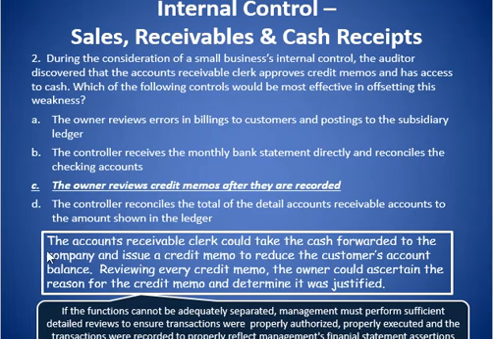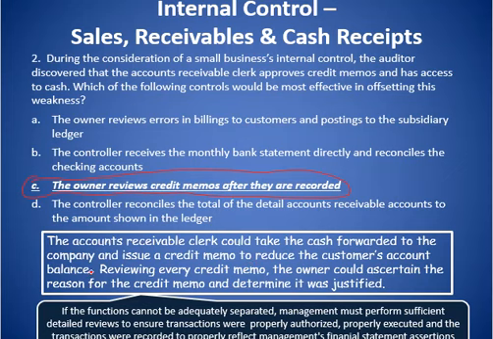Okay, in this case, the answer is C, and this involves increased supervision, which we've talked about. So during the consideration of a small business's internal controls, the auditor discovered that the accounts receivable clerk approves credit memos, has access to cash. Which of the following controls would be most effective in offsetting this weakness? And the answer again would be C, which is increased supervision, in that the owner reviews credit memos after they've been recorded. Because the accounts receivable clerk could take the cash forwarded to the company and issue a credit memo to reduce the customer's account balance.